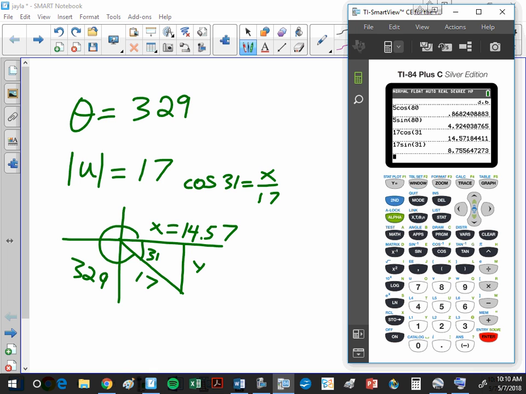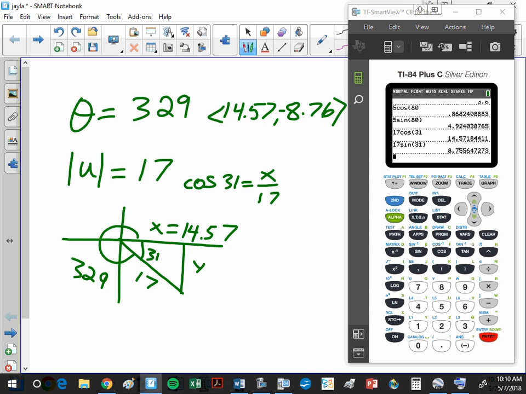So what is my vector? 14.57, comma, negative 8.76, because we're in quadrant 4. Okay? That's pretty easy, right? Okay.